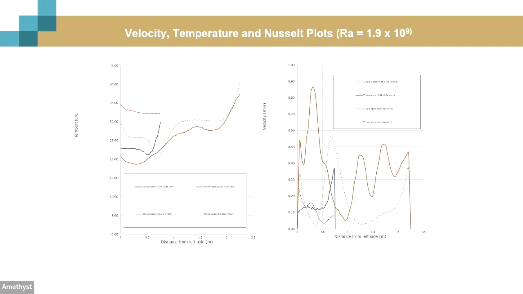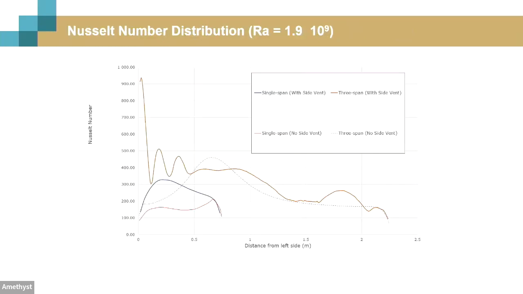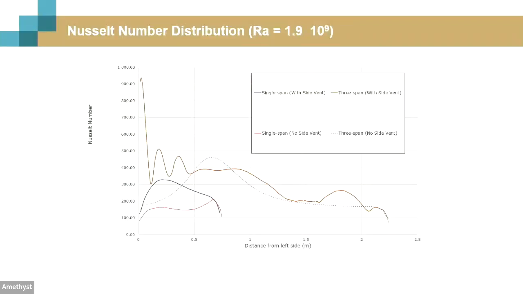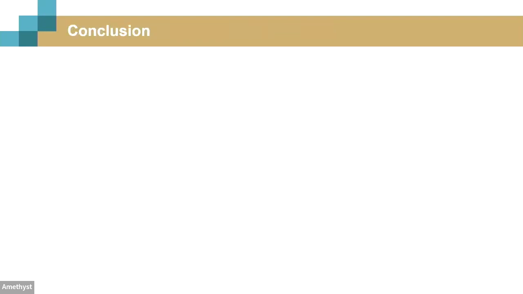So it's quite heterogeneous inside, especially for the 3-span greenhouse. Right, and this is just the Nusselt number distribution, in other words, the heat transfer that we're interested in. So one can see that the heat transfer for the 3-span greenhouse is the highest close to the vent, and it basically tapers down towards the closed side of the greenhouse.